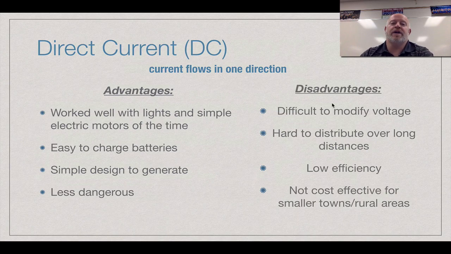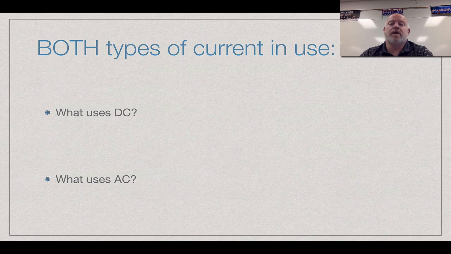Now, we have since developed some technology that allows DC current to be pushed out over longer distances, but it's still pretty low efficiency, so it's still not the preferred way, even in our world today, to send out electricity. However, we do use both types of current. So we're using DC and AC in our world, and you may or may not even know it because we're pretty clever in how we work with that.